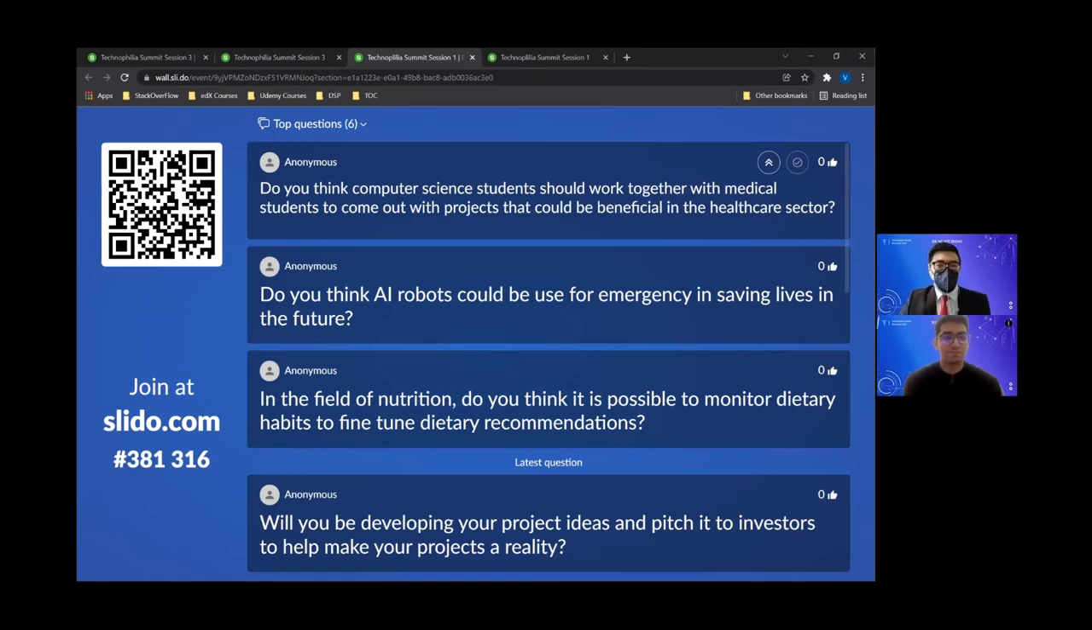Okay, great. Thank you for putting it so concisely. The next question is, do you think AI robots could be used for emergencies in saving lives in the future?